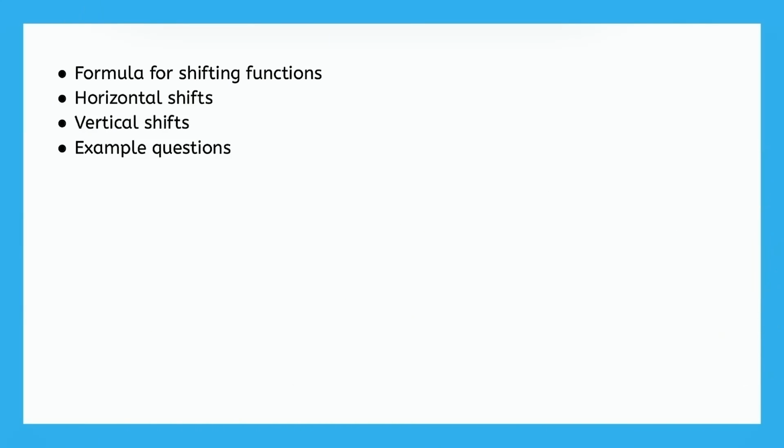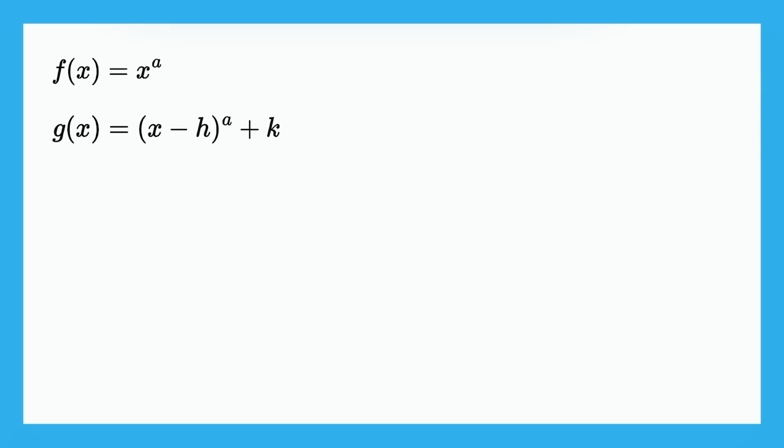So we're going to start today by looking at the formula that we use for shifting functions horizontally and vertically. And then we'll talk about what part of the formula tells us about the horizontal shift, and what part tells us about the vertical shift. And then some examples. Please, for your own good, remember to pause before I do each example so that you can try it yourself.